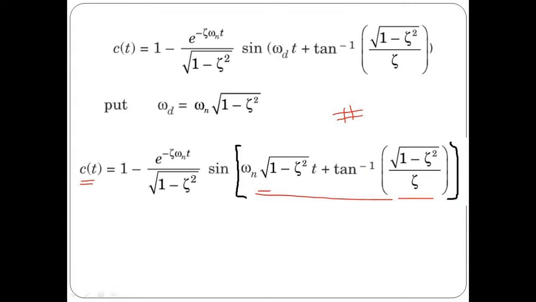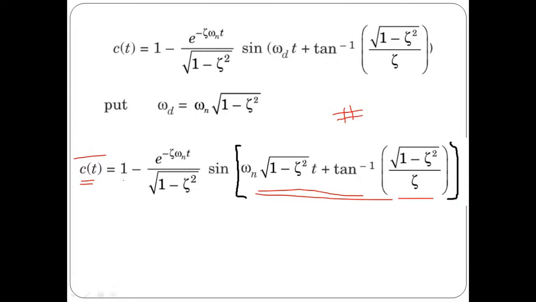This is the final time response of second order control system. The thing is that we just apply the mathematical functions over here and solve them one by one. We will get this as the final output equation. That's it. So I want everybody to please note down this equation.